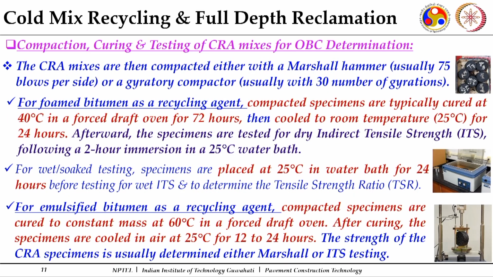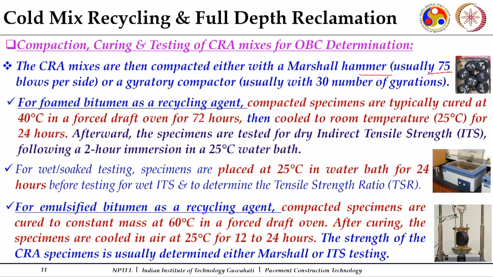So, with the different combinations of virgin aggregates and RAP, we need to work out at least 3 to 4 different trial binder contents for preparation of these specimens to get your optimum binder content. Now, in the second step, once we have these different trial binder contents, at least 3 minimum should be there, then these cold asphalt recycled mixes are to be compacted.